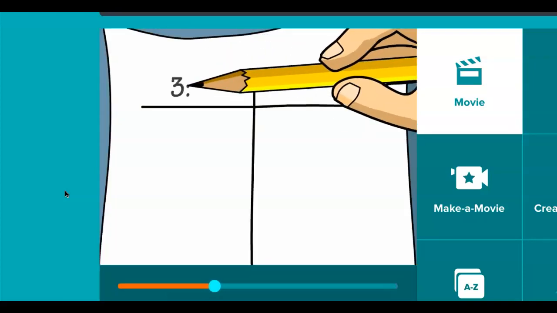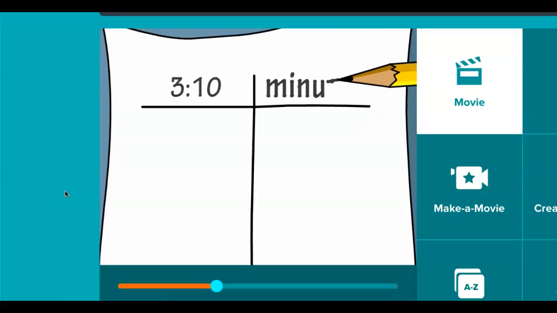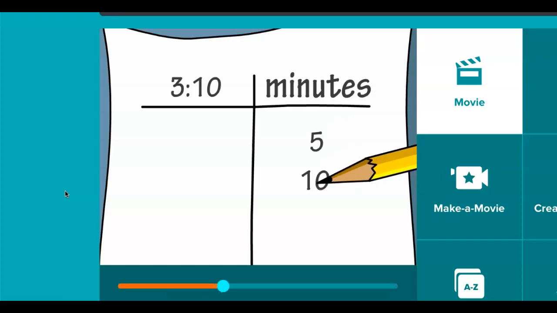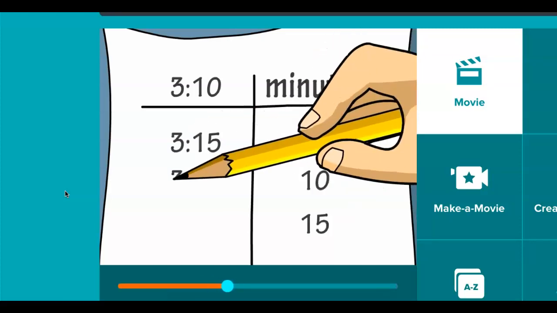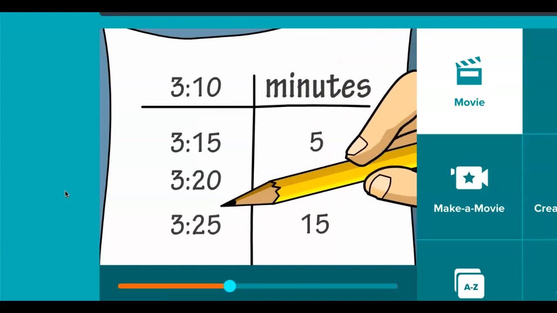We write the starting time above the left column and minutes above the right column. We know previews take 15 minutes, so we fill the right column with 5-minute intervals until we total 15. Then we add 5 minutes at a time to the start time. The time we get when we catch up to the right column is our answer.